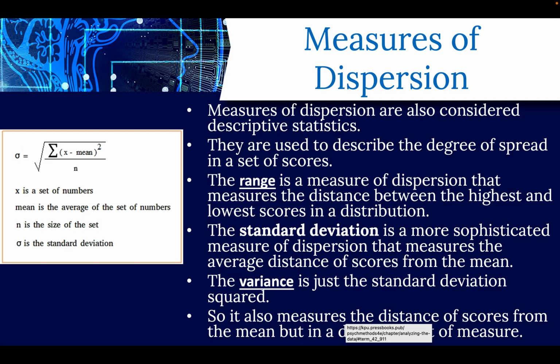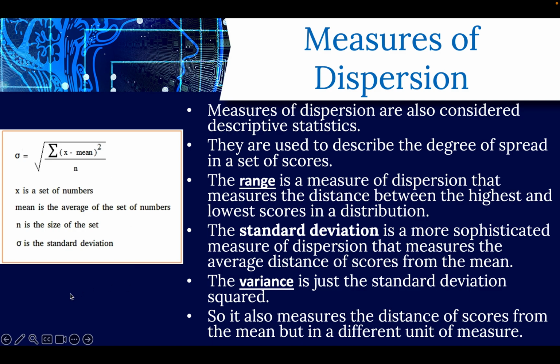The standard deviation is a more sophisticated measure of dispersion. It measures the average distance of scores from the mean. The variance is just the standard deviation squared. And this is a formula for standard deviation, and we'll go through this later. It's kind of a goofy thing. You take the mean and you subtract whatever the number is.